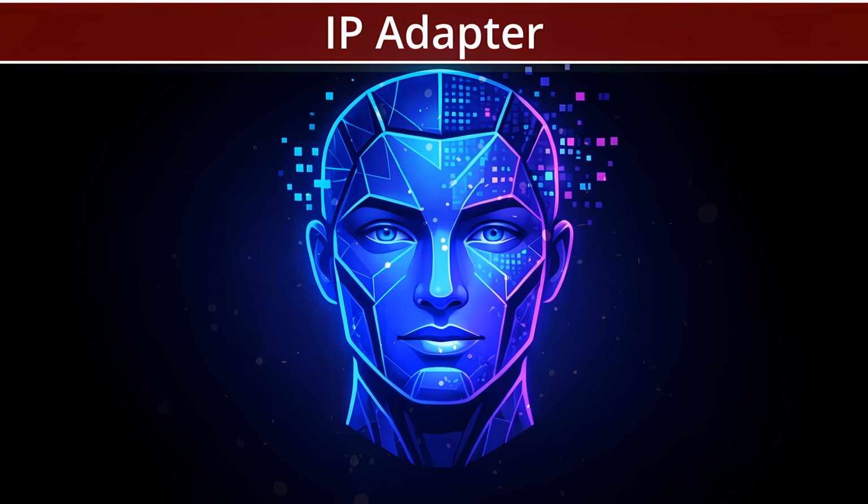When it comes to AI image generation, one of the biggest challenges is maintaining style and character consistency. If you like the mood of an image, or if you have your own character that you want the AI to generate in different situations, IP Adapter is your secret weapon. The IP in the name stands for Image Prompt.